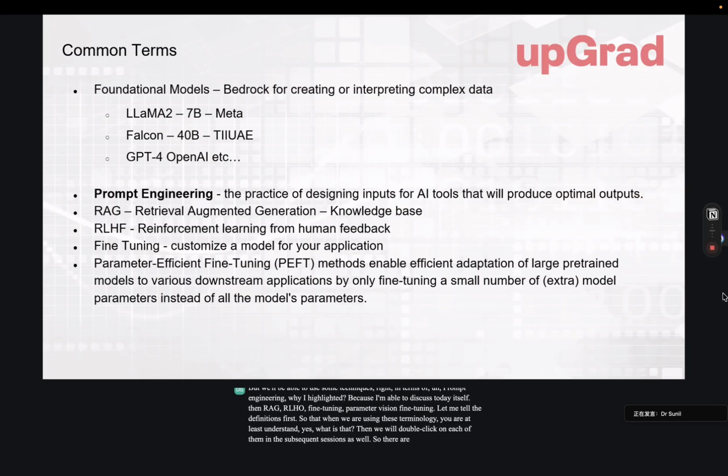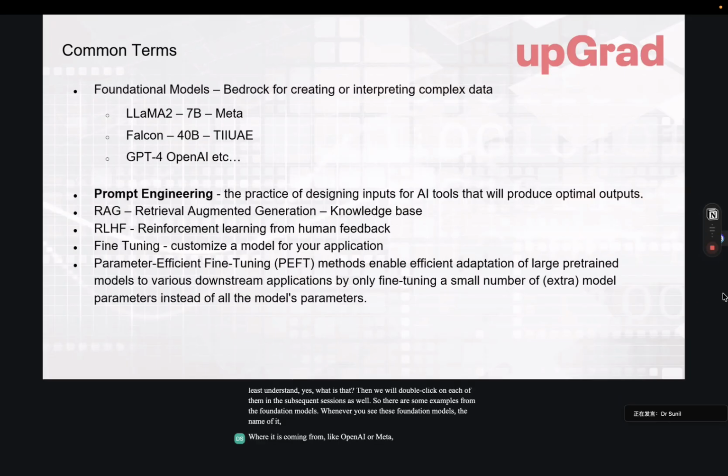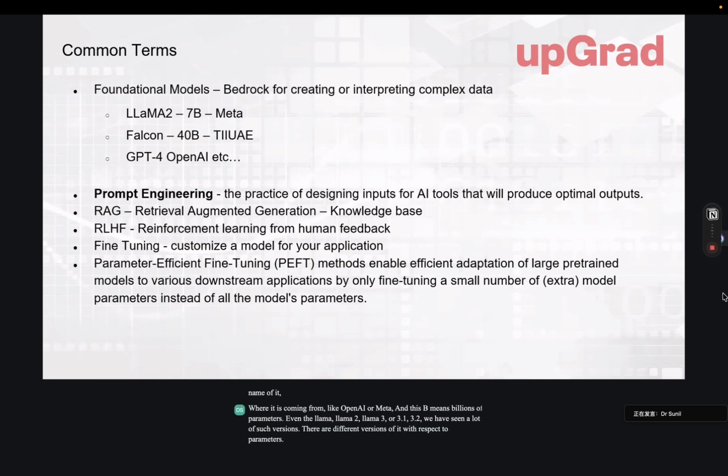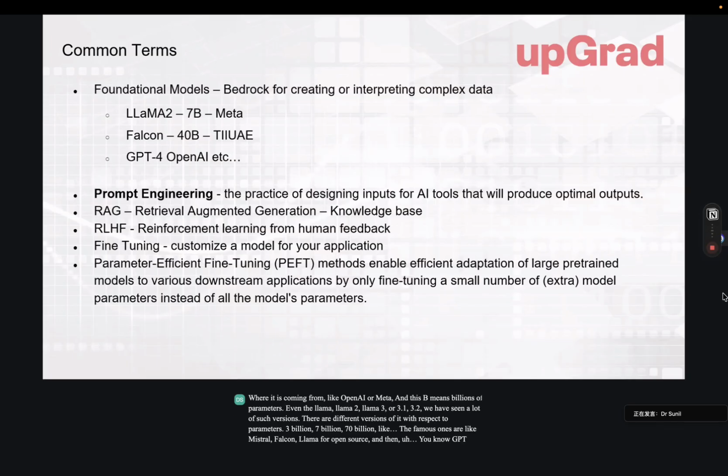There are some examples of foundation models. Whenever you see a foundation model, the name shows where it is coming from, like OpenAI or Meta, and this B means billions of parameters. Even Llama, Llama 2, Llama 3, or 3.1, 3.2, we have seen a lot of such versions, with different versions having respective parameters: 3 billion, 7 billion, 70 billion. The famous open-source ones are Mistral, Falcon, and Llama, and GPT-4 or Claude are closed source. So what does prompt engineering per se mean?